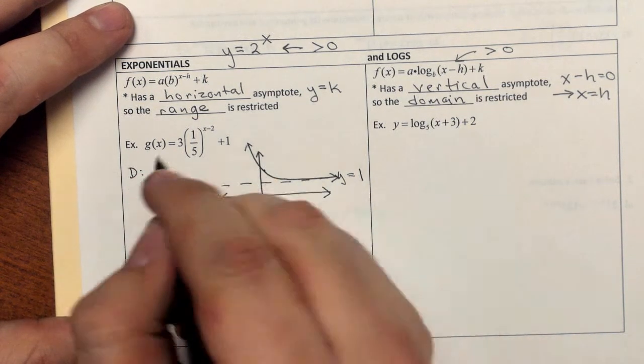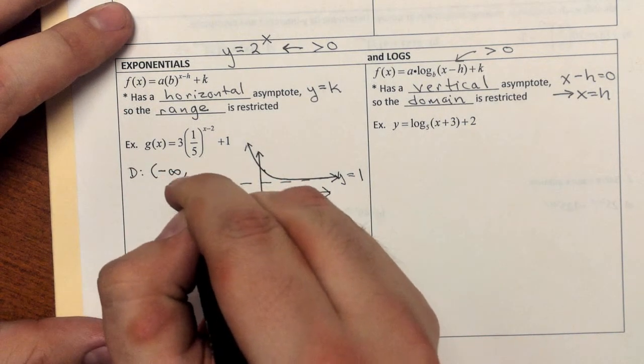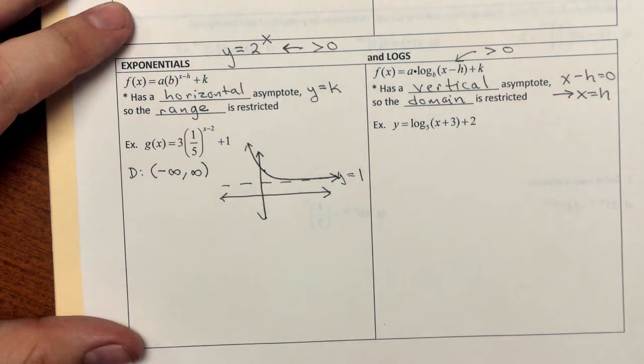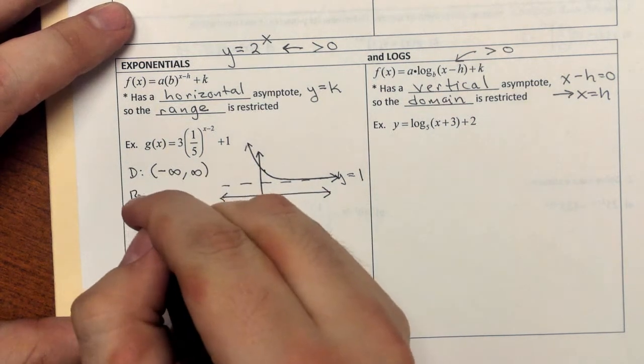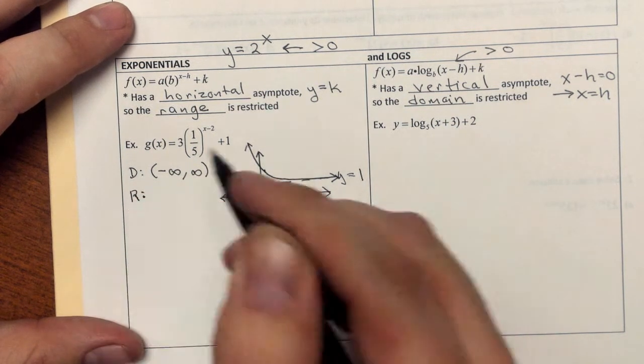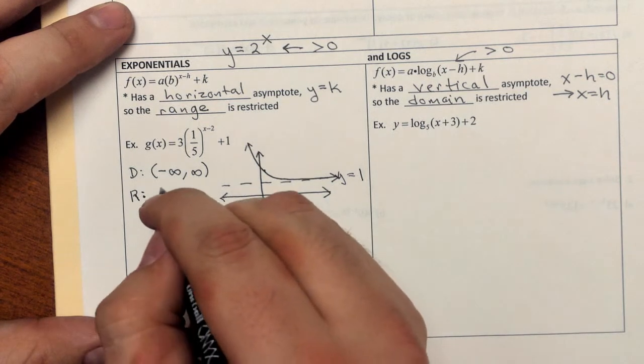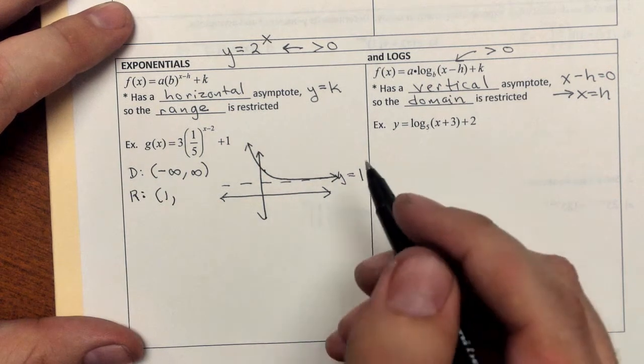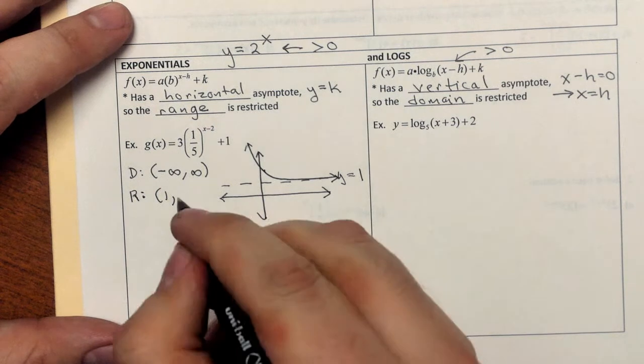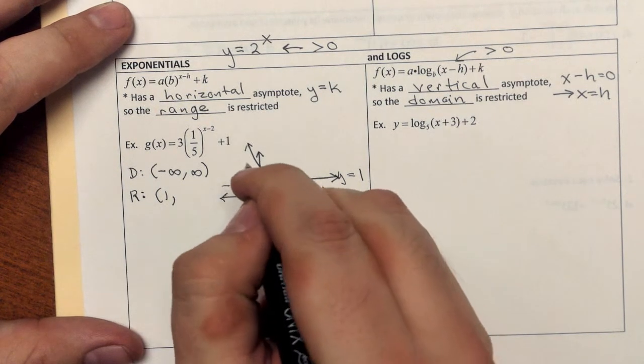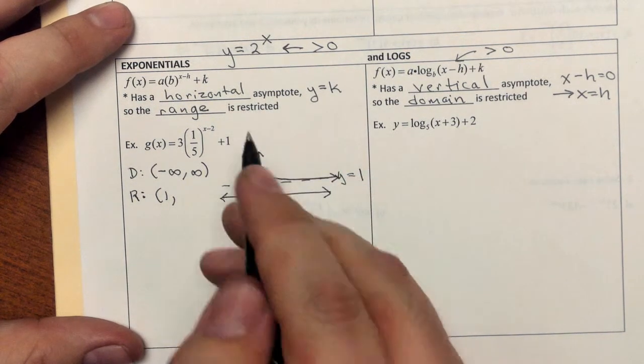What is the domain? The domain of every single exponential function is negative infinity to infinity. The range, well, the smallest that the y's get is 1, or technically a little bit larger than 1 because it never reaches that asymptote. How large do they get? Really large. This is going to shoot up to infinity.